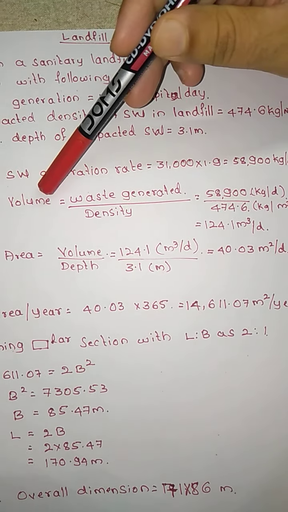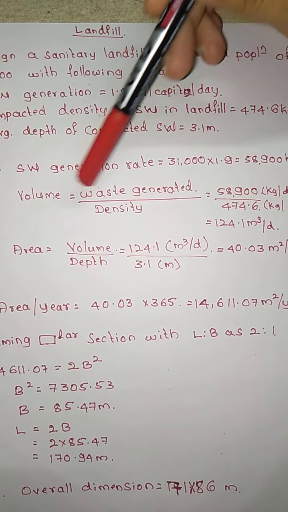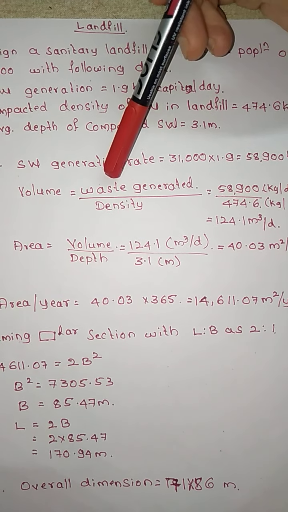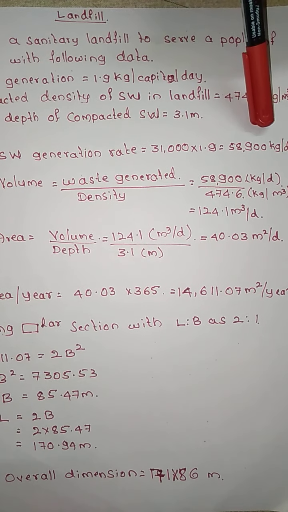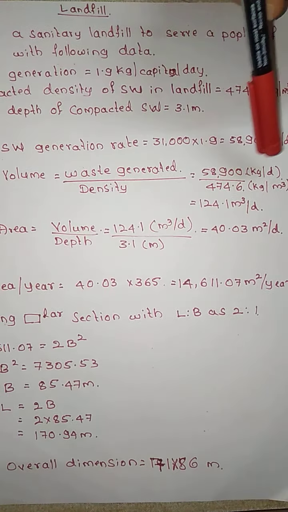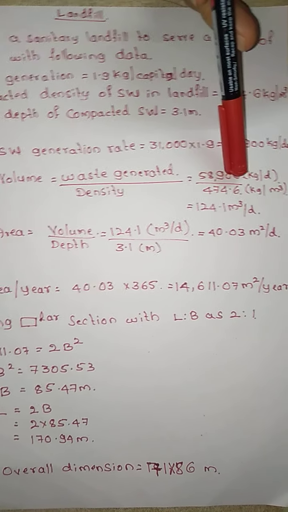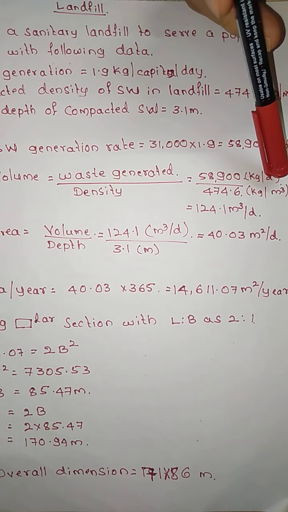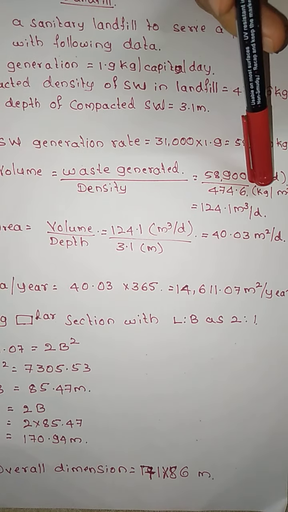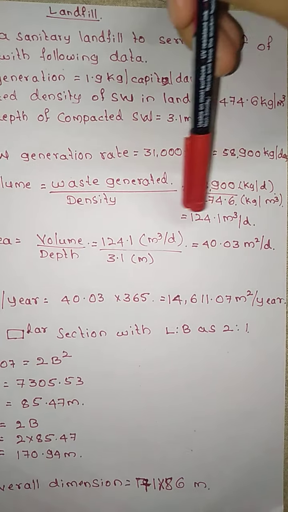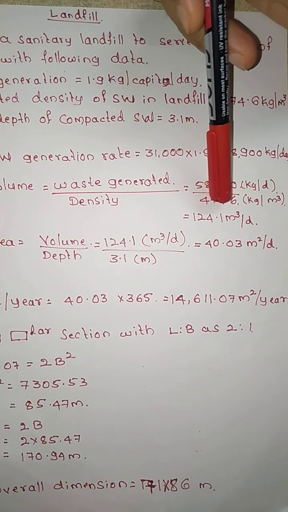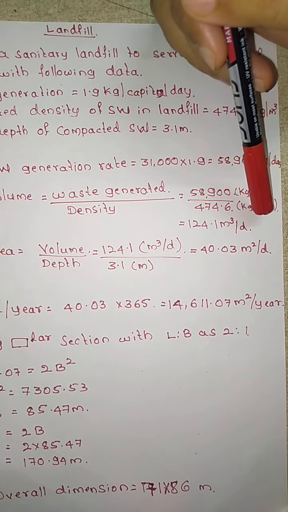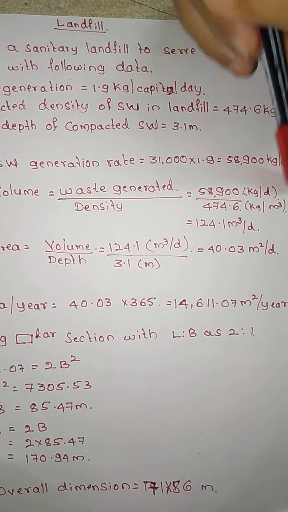Now in order to determine the volume, the formula that I have told was waste generated divided by density. The waste generated is 58,900 kg per day divided by 474.6 kg per meter cube. So kg cancels, and meter cube remains. So how much volume do we have? We are going to have 124.1 meter cube per day of volume.